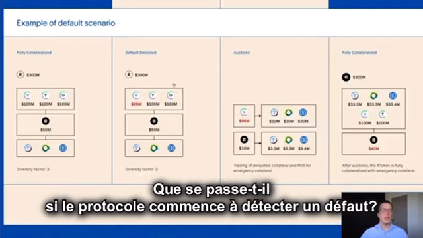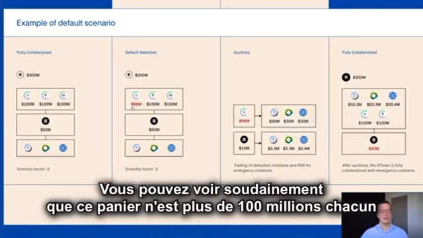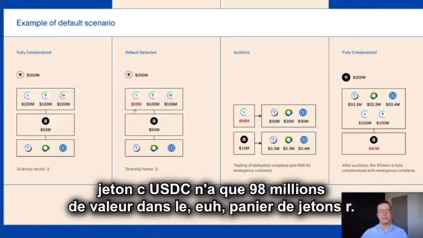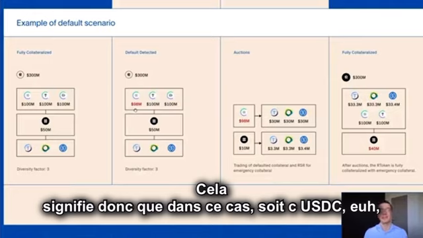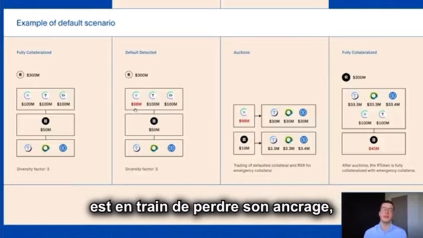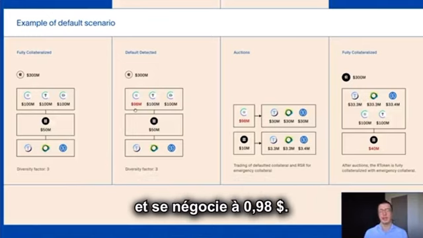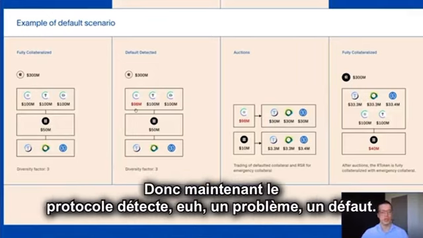What happens if the protocol starts detecting a default? The way that will look is like this. You can see suddenly this basket is no longer 100 million each of these collateral tokens, but the protocol detects that this CUSDC token only has 98 million of value in the RToken basket. So that means that in this case, either CUSDC is depegging or USDC itself is depegging and trading at 98 cents. So now the protocol detects an issue, a default.